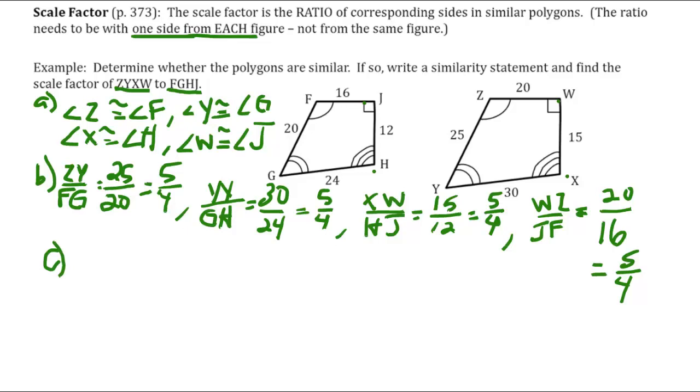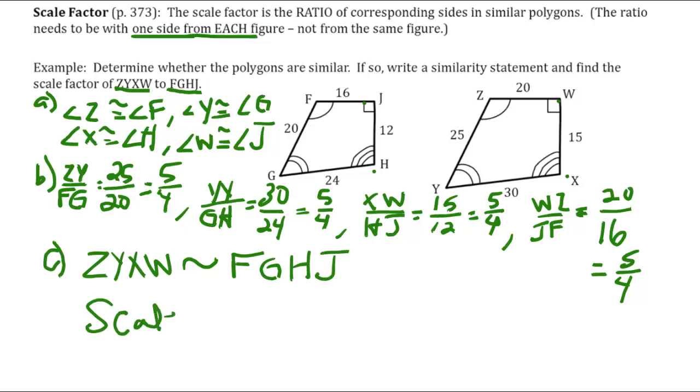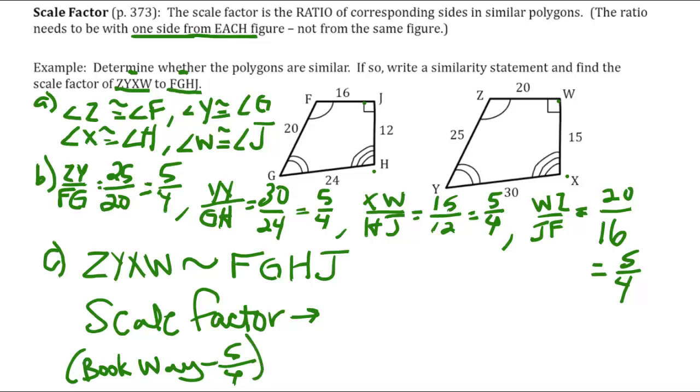The similarity statement would say ZYXW is similar to, there's your squiggle line, FGHJ, and the scale factor. Now, this is one place we need to talk about the scale factor. The tax way and the way that the book tells you are different. The way that the book tells you to write the scale factor is that if I compare the sides from the first one to the sides of the second figure, I get 5 over 4. So the book way is going to say that the scale factor is 5 over 4. I'm going to put this in parentheses. This is the book way.